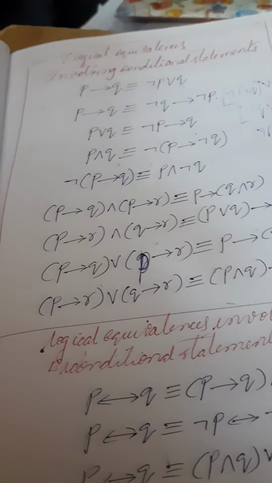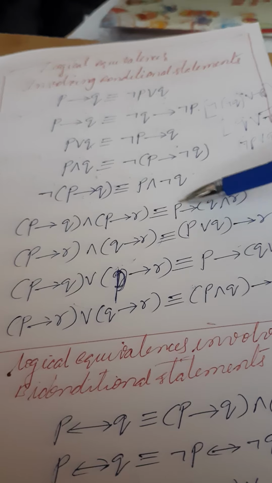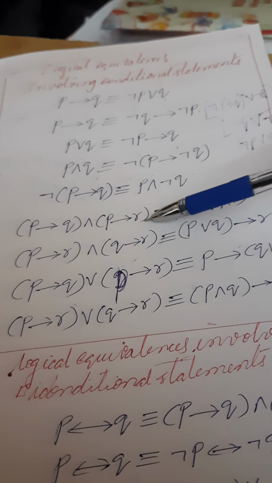I think you understand. I will repeat. If the first symbol is the same, and after that the second ones are different, right? We have to write the same, P implies. Okay, same, Q intersection R.